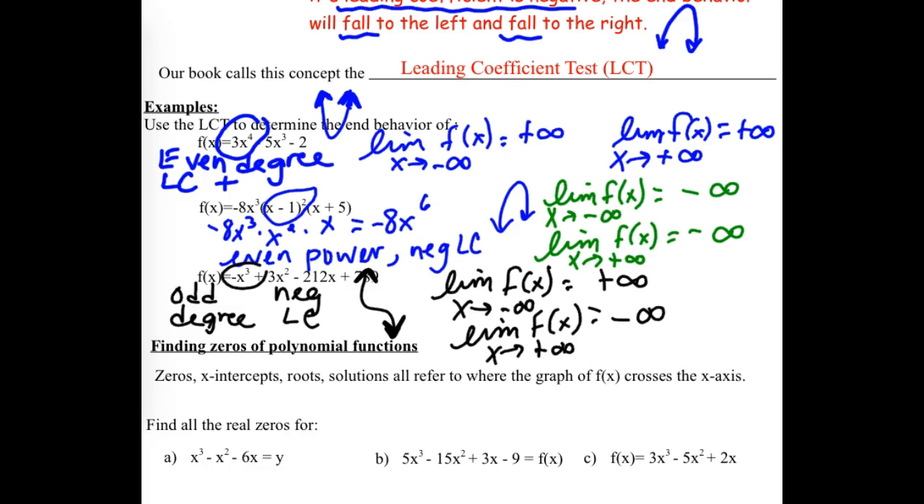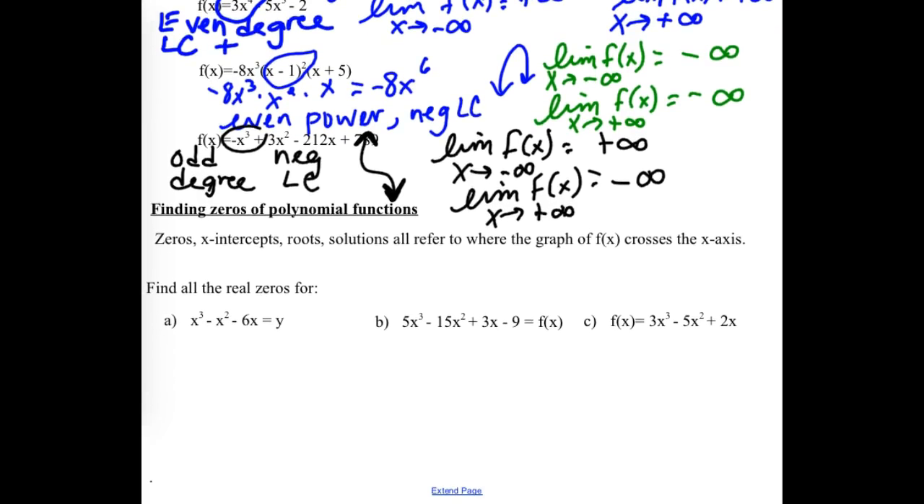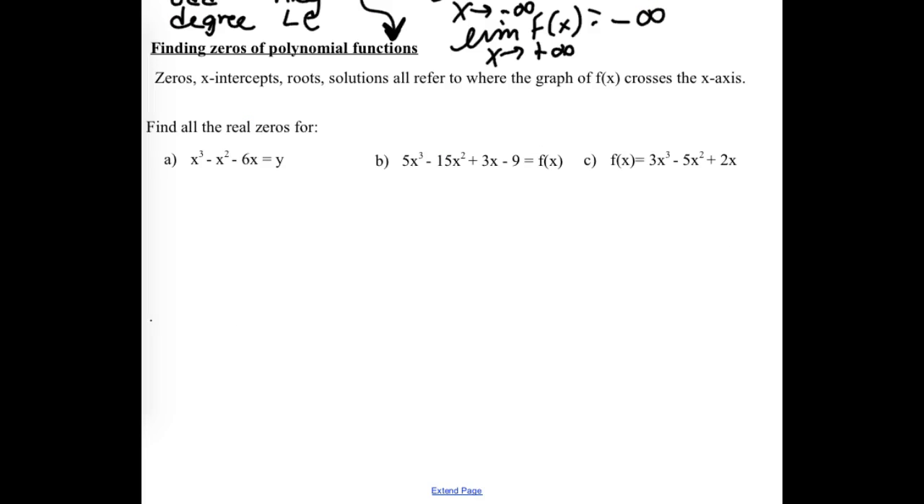All right, moving on. Our next learning objective was about finding zeros. And as we go through this chapter, we're going to learn a lot of different techniques for finding zeros. Keep in mind that zeros, x-intercepts, roots, solutions, all of those terms refer to the same thing. Basically, we're looking for where our graph crosses the x-axis. We are going to start today just finding all the real zeros. Sometimes there are imaginary zeros, and again, as we continue in the chapter, we will look at those situations.